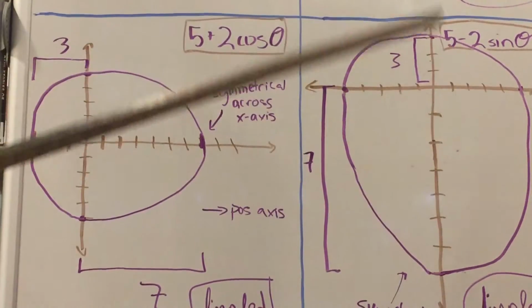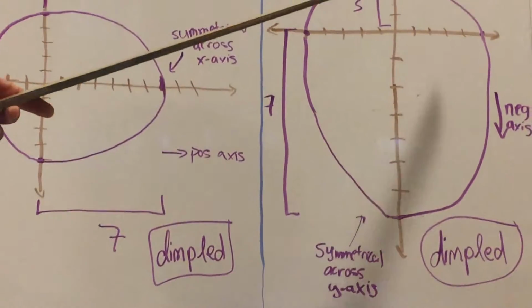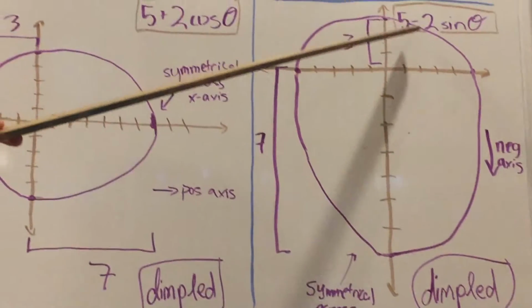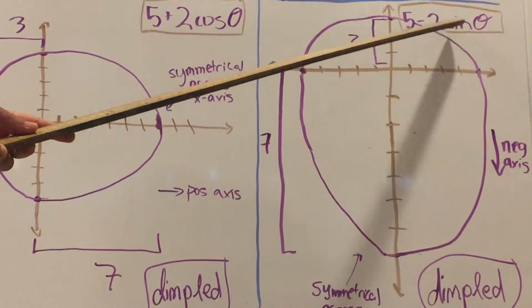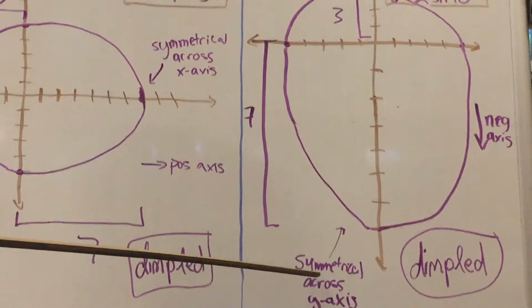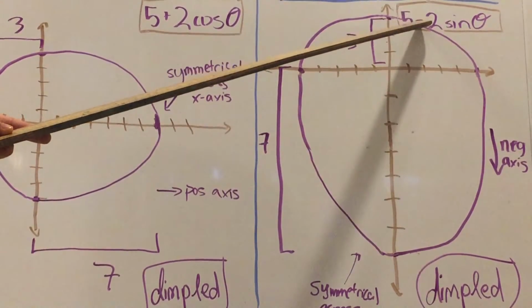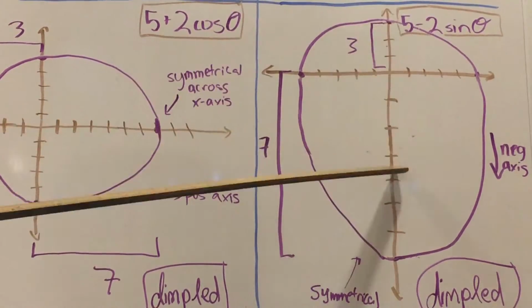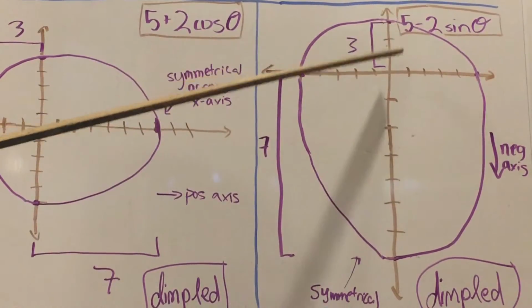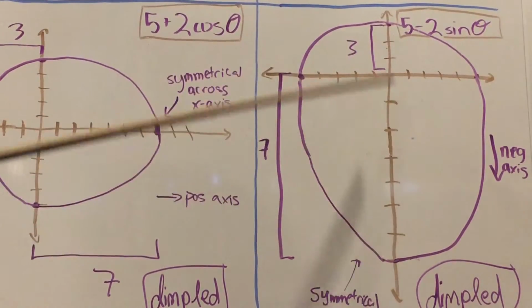And then for the last one, a last dimpled limit zone, the difference is that there's a sine function and there's a minus in the middle. Because it's a sine function, this limit zone is symmetrical across the y-axis. And we can see that here. And because there's a minus in the middle, it's going to be on the negative side of the y-axis, which is why most of it goes down here.